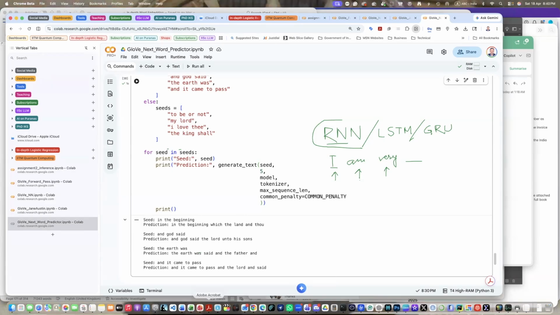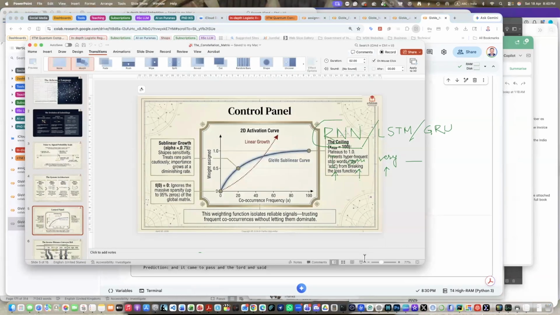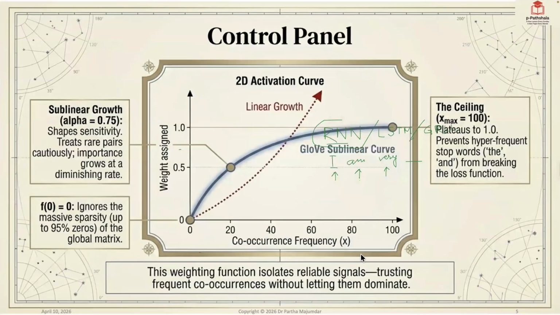Okay, let me just summarize what we did. So let me clean the board. Today, PowerPoint seems to be performing better because we're not using its pen. Instead, I'm using it from Zoom.